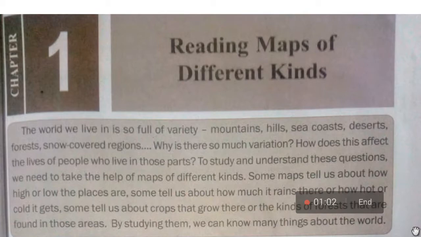So if we want to identify mountains or hills or sea coast, deserts, whatever it may be, we need different kinds of maps. We can't show all these in one map. So here we are using different kinds of maps to show the different places, different kinds of land masses.